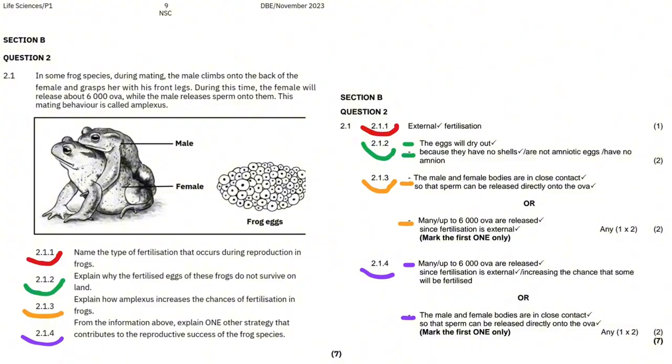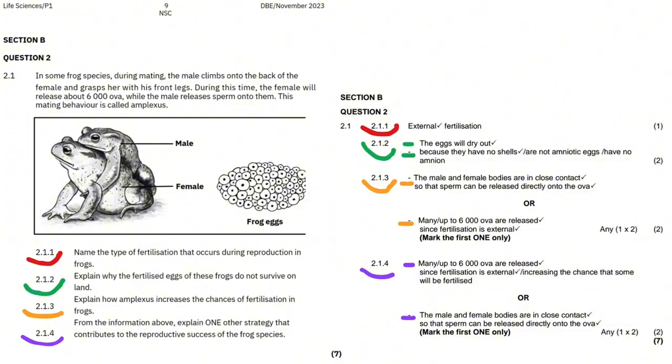Question 2, 2.1. In some frog species, during mating, the male climbs onto the back of the female and grasps her with his front legs. During this time, the female will release about 6,000 ova, while the male releases sperm onto them. This mating behavior is called amplexus. Question 2.1.1. Name the type of fertilization that occurs during reproduction in frogs. The answer is external fertilization.